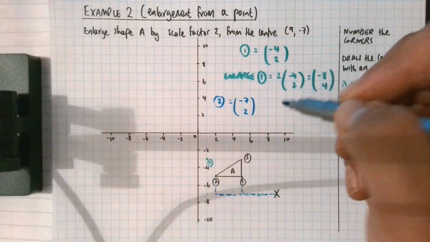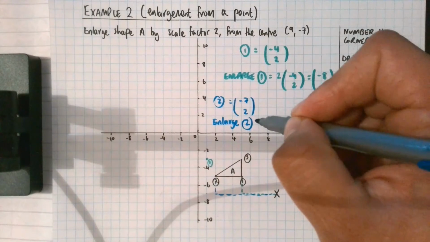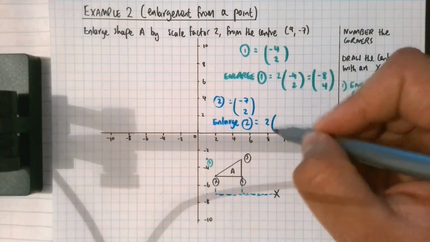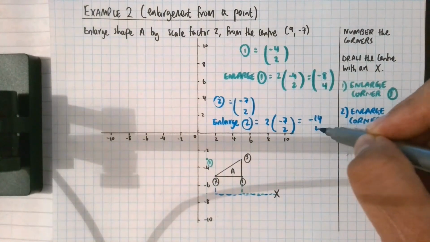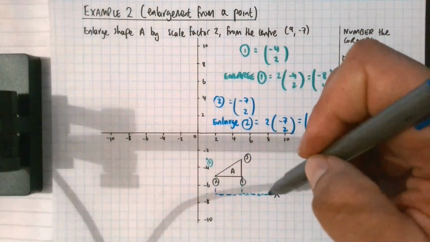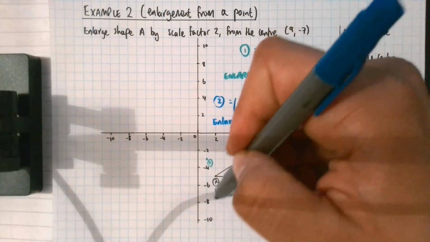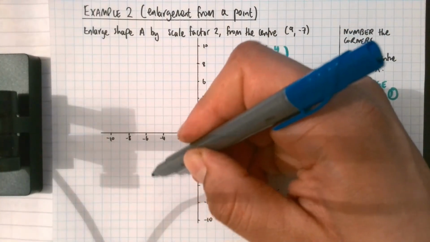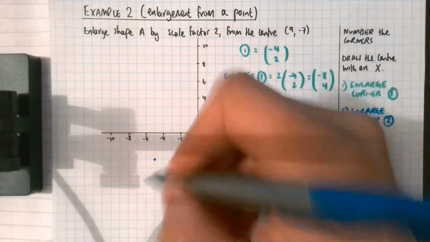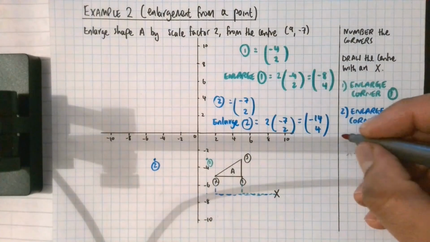Now we're going to scale that vector up. We're going to enlarge it, and we're going to multiply it by the scale factor, which is 2. It's given in the question above. -7 and 2, we're going to multiply those by the number on the outside. We get -14 and 4. Remember, we're scaling up. We have our scale factor, we have our vector, we're just scaling up the numbers. So we're going -14, so that's 14 squares to the left, and then 4 squares up. So draw a little dot there and the number 2, because that was corner 2.